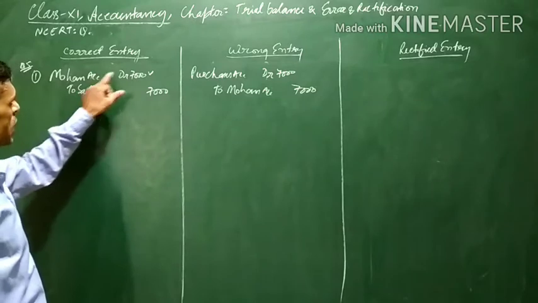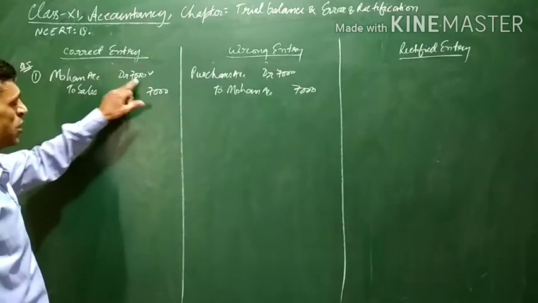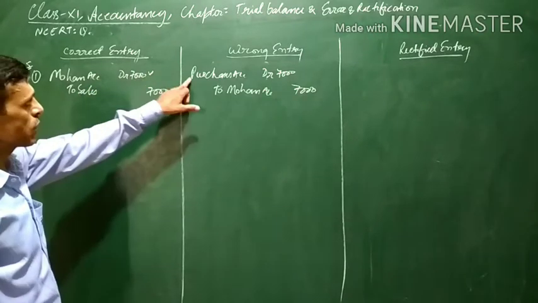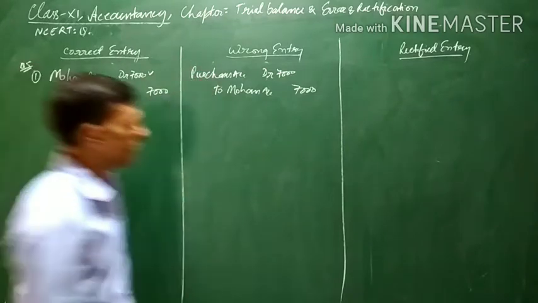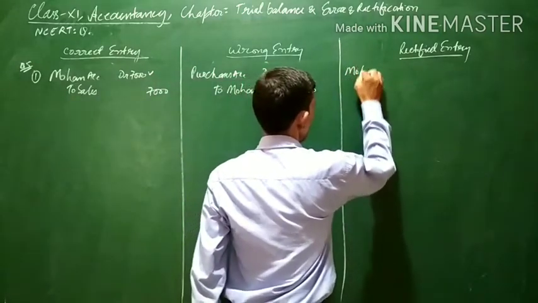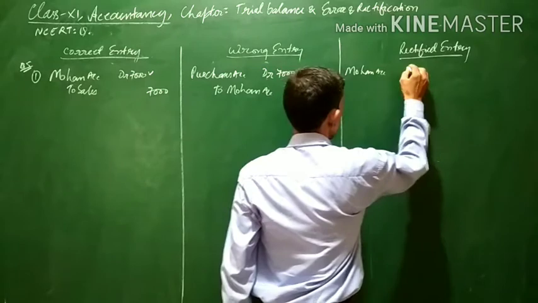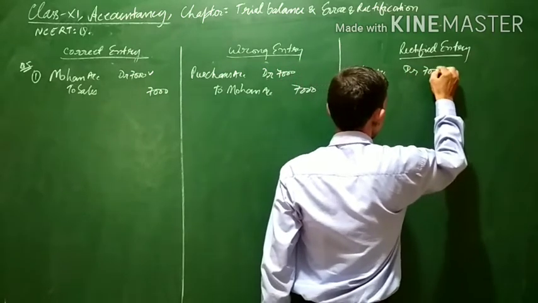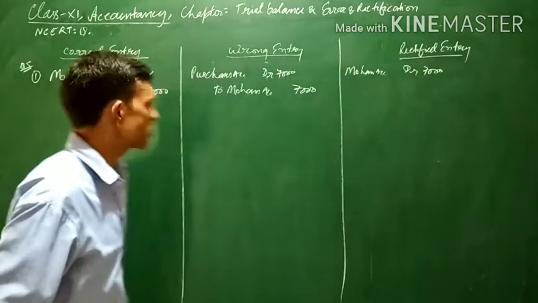Now see again, Mohan account should have been debited. This is the correct entry. But Mohan account has not been debited, so the rectified entry will be, we have to debit Mohan account. Mohan account will be debited with 7,000. This is the correct entry.